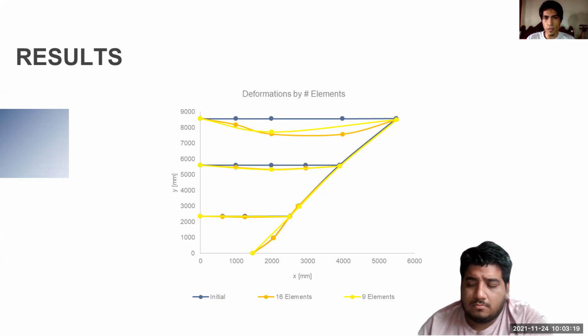We can see on the right node, the reactions prevent the node from moving.